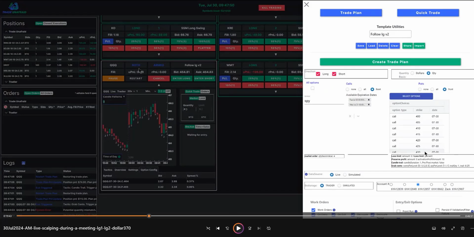The both means this trade plan will go long or short. So an outside candle going up, it'll go long. Outside candle going down, it'll go short, which basically means it'll buy a call or it'll buy a put.